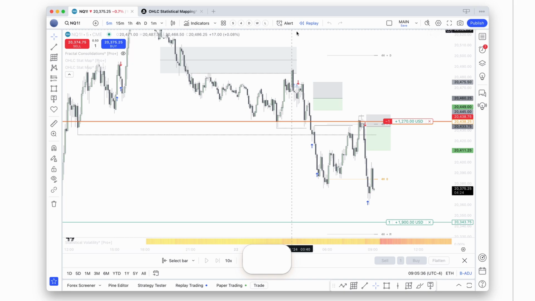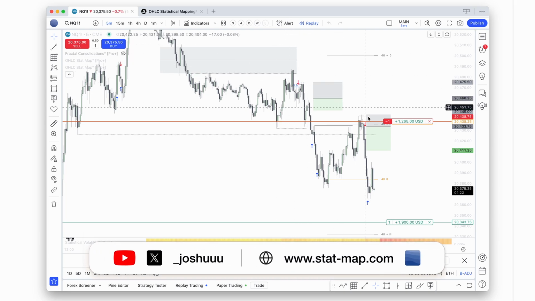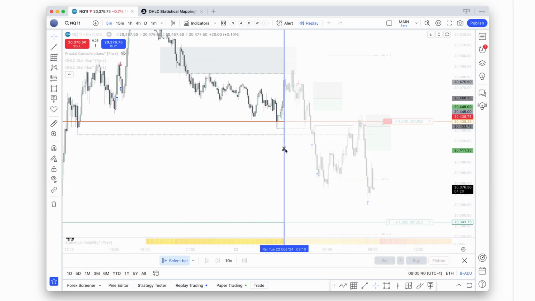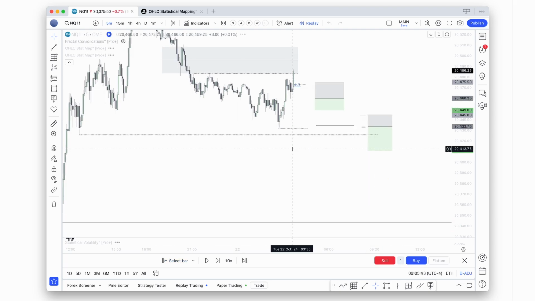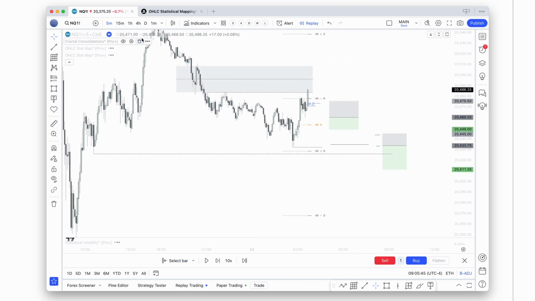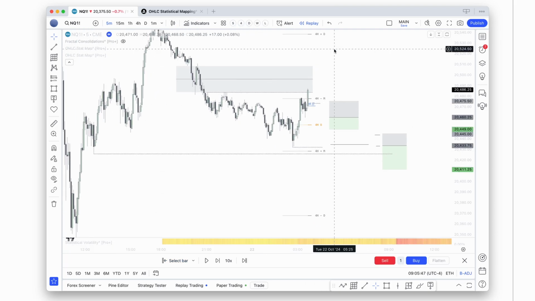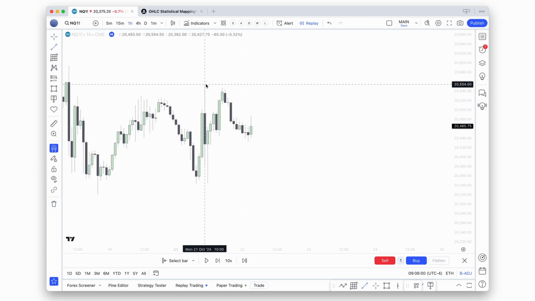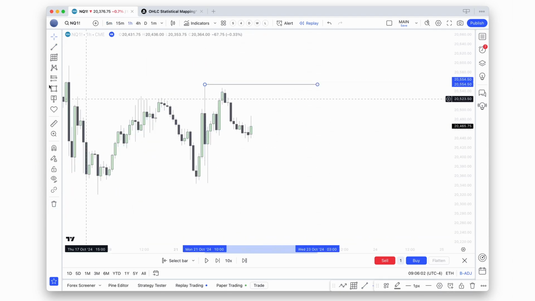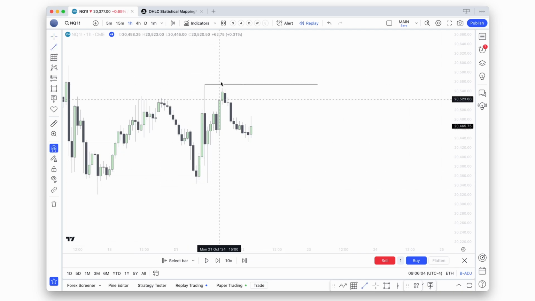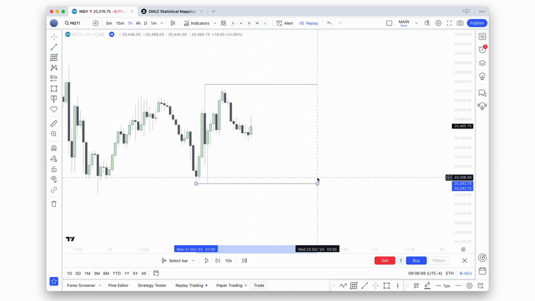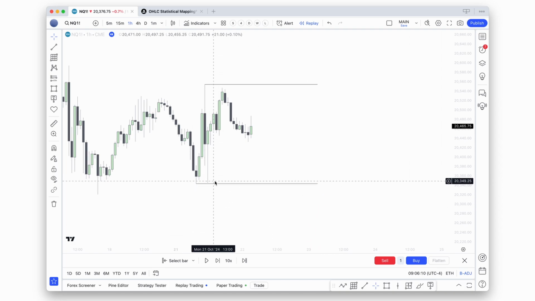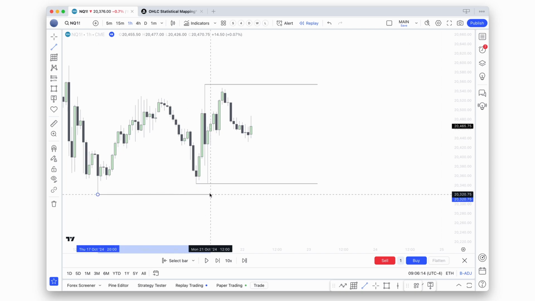Let me quickly review those two trades and the way I analyzed price using the StatMap as well. So first, let's go on the 1 hourly, remove all drawings. We were actually trading within the range of these relatively equal highs and those relatively equal lows. We've also had one additional low down there.